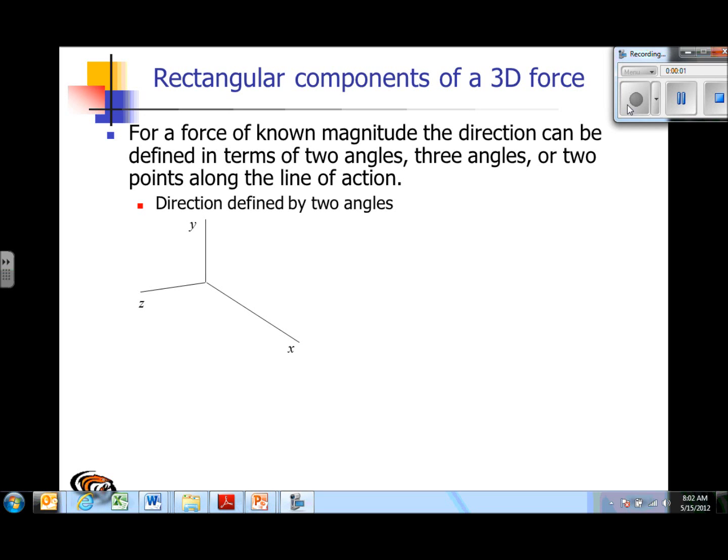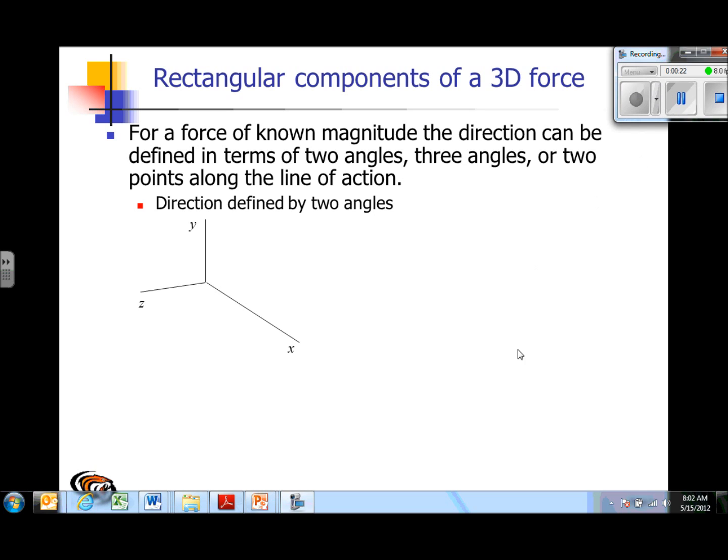I will show how to determine the rectangular components of a three-dimensional force when the magnitude of that force is known and the directions are given by either two angles, three angles, or two points along the line of action of the force.